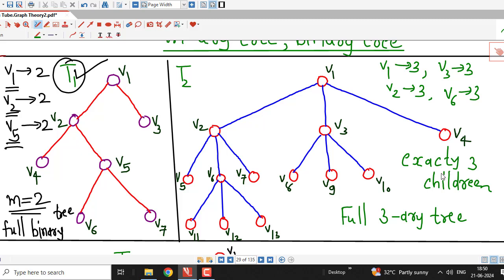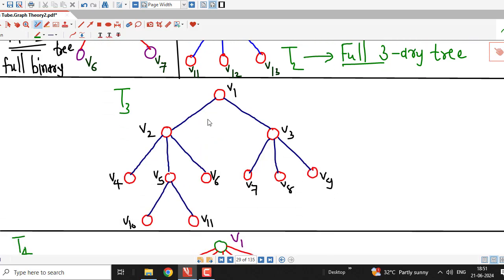If there are exactly m children for every internal vertex of a given rooted tree, then we say that it is a full m-ary tree. Here m equals 3. So this T2 is a full 3-ary tree.